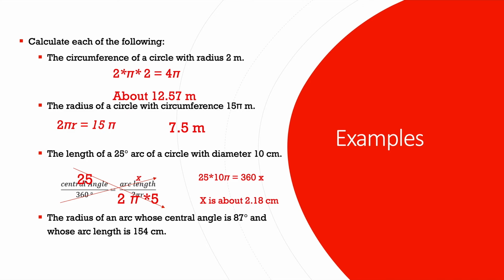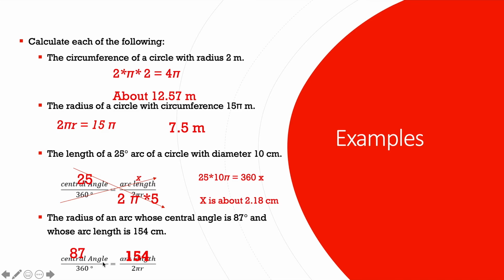Okay, now I want to use that proportion to solve for something a little different. This time we're looking for the radius of an arc, and we know the angle, and we know the arc length this time. So we can go backwards and solve for what the radius is. So set up the proportion. Central angle, I know that, it's 87 degrees. Now I know the arc length is 154, and my whole goal is to solve for the radius.